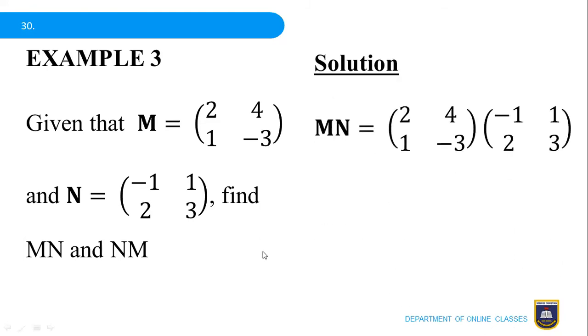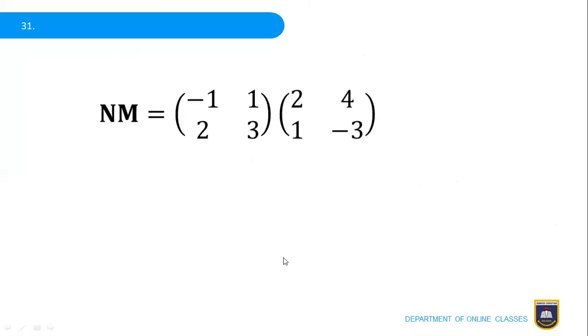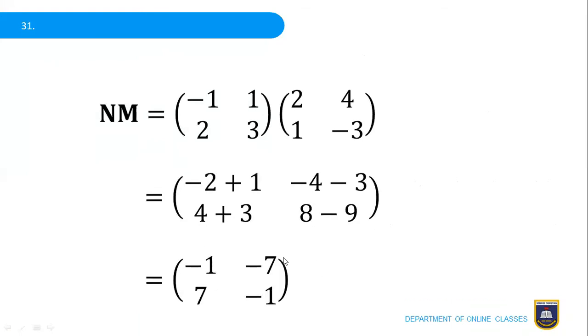Yeah, so our solution is this. You go through the process, [6, 14; -7, -8], like you said. Okay, Dogbe, your hand is up. Sir, please, I want to answer the NM. Okay, give us your answer. [-1, -7; 7, -1]. Class, did you all get that same answer? Yes, sir. All right, thank you. That's good. Excellent. Let's move to the next slide. So yes, that's the solution there.